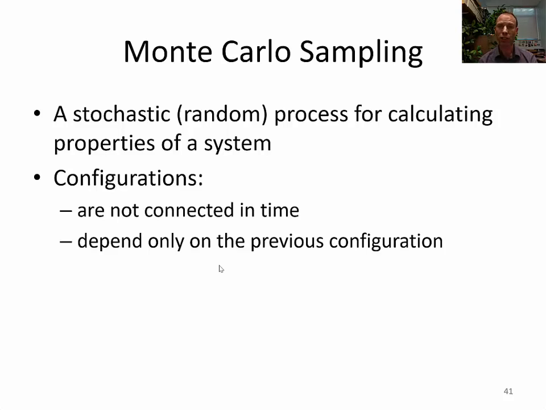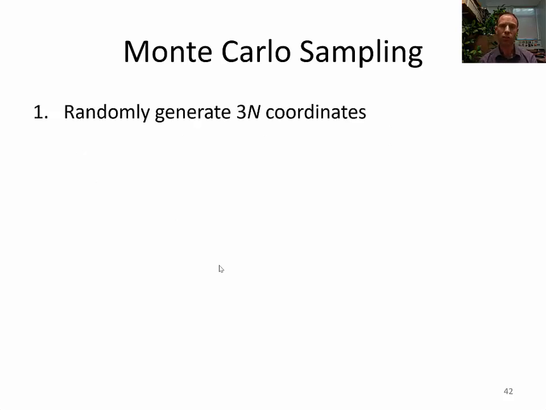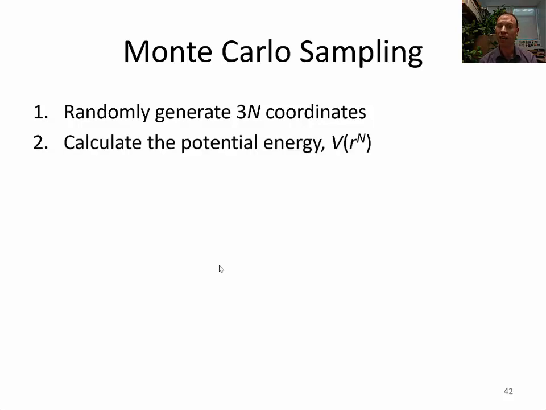So you've got one conformation, you calculate the energy, you make a random change, and then you calculate the new energy, and you continue this. This generates lots of samples of the system, so you're getting conformations and their energies, and then you can calculate thermodynamic properties. The way this works is you randomly generate 3N coordinates to start with. So you set the x, y and z coordinates of all the atoms in your system.